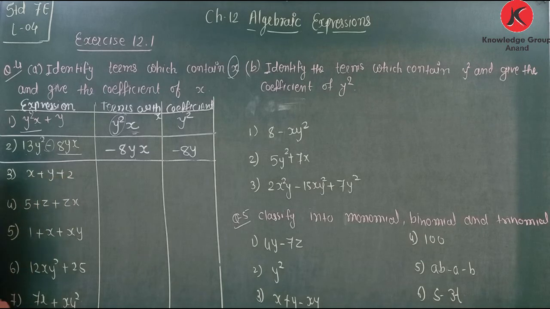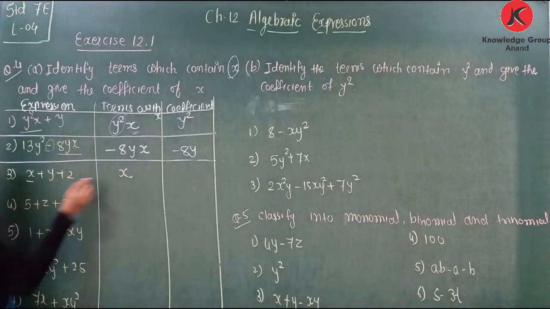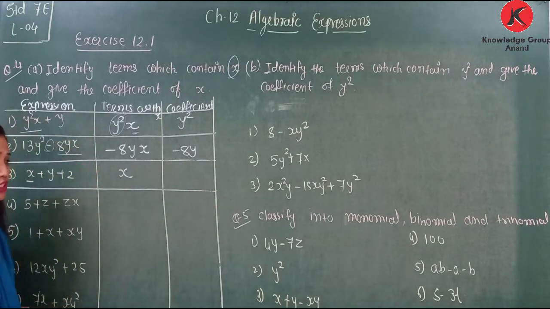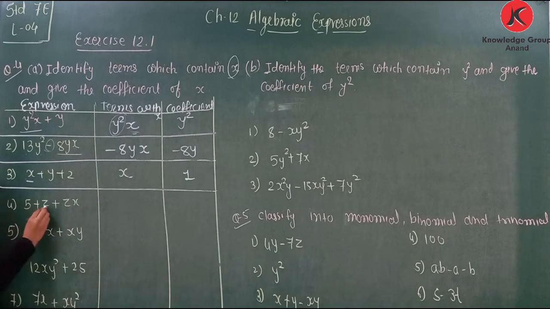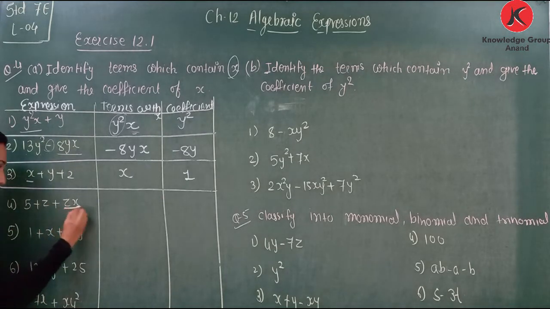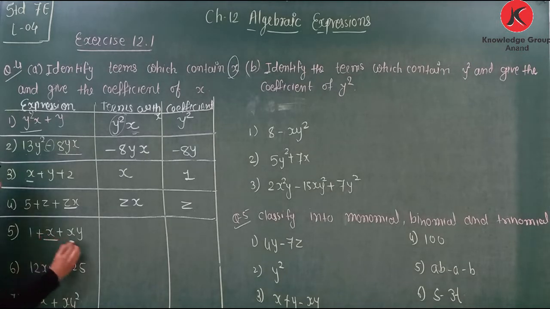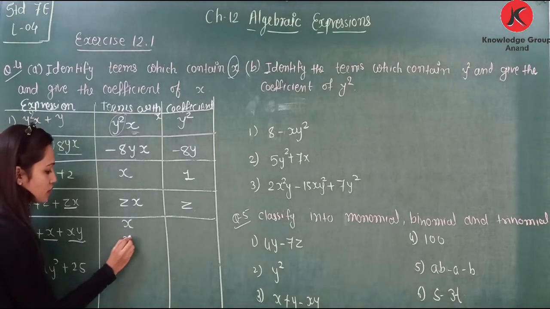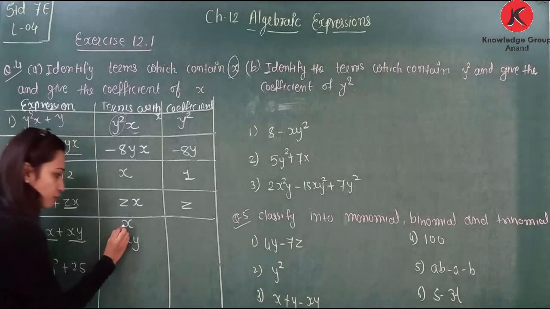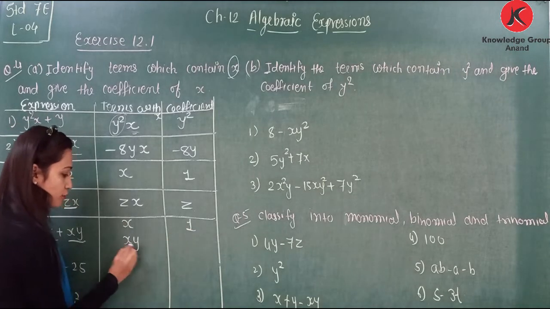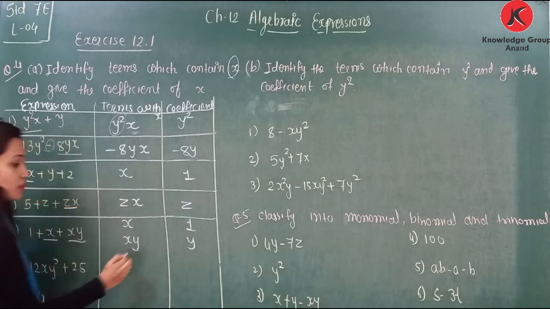x plus y plus 2. Which term contains x? The first, so that will be the answer. And what is there in multiplication with x? 1. The coefficient of x is 1. Now next, 5 plus z plus zx. So zx is the term with x, and with x, z is in the multiplication, so it will be its coefficient. Next one, 1 plus x plus xy. Here you can see we have two terms with x, x and xy. Now the coefficient of this x is 1 and the coefficient of this x is y, because y is in multiplication with x.